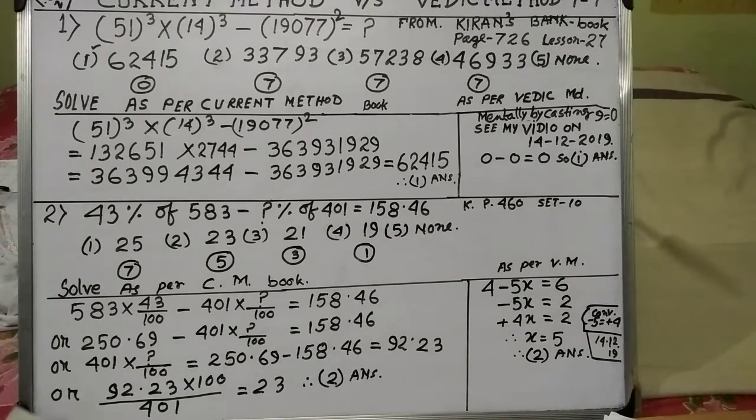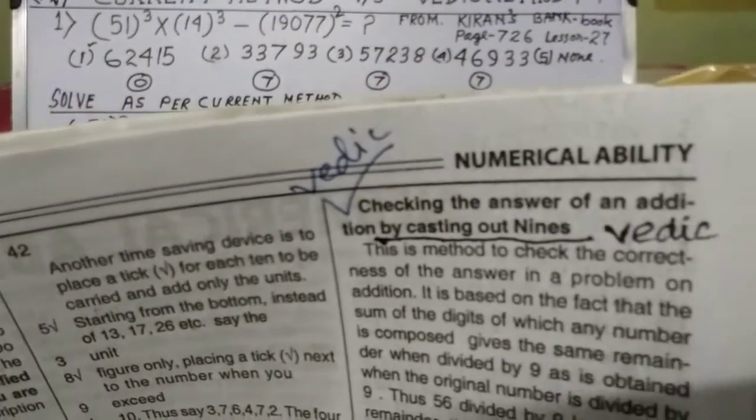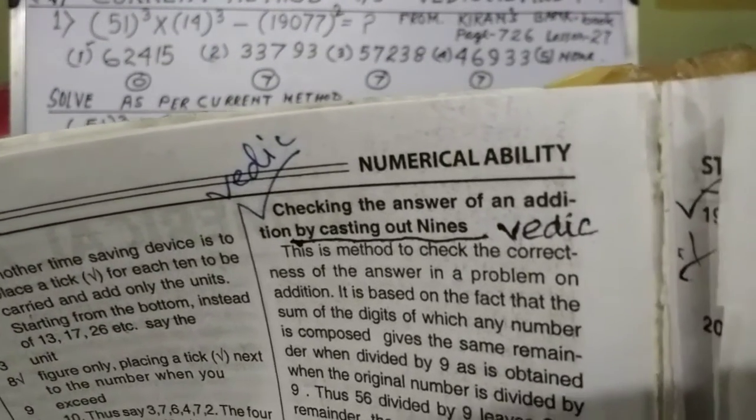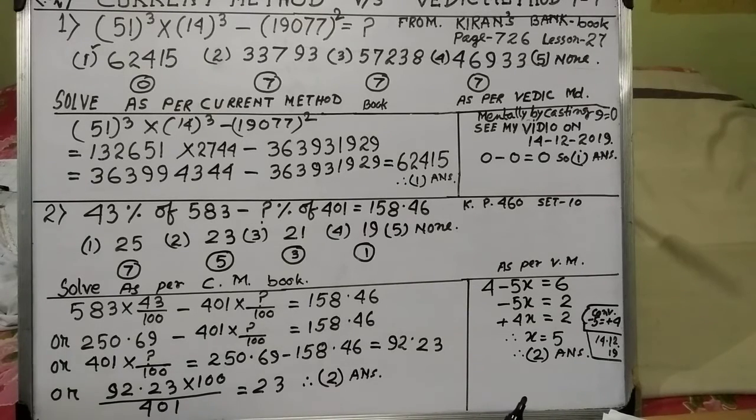they have also said about the casting out of nine method. Casting out of nine method. But they have 600 maths in this book, but actually they have not done any single math with the help of this Vedic sutra and casting out of nine method.